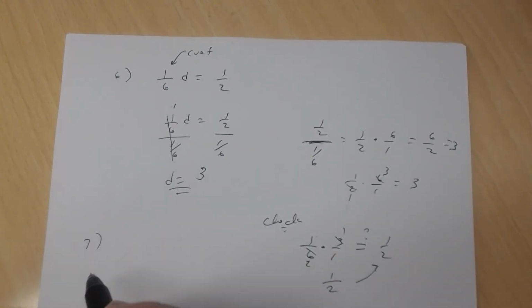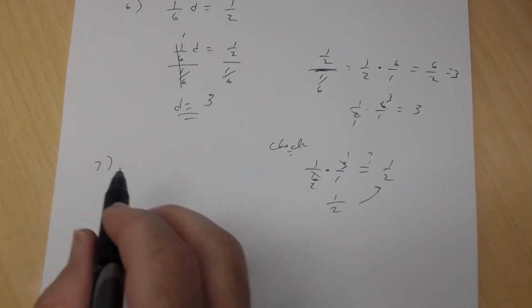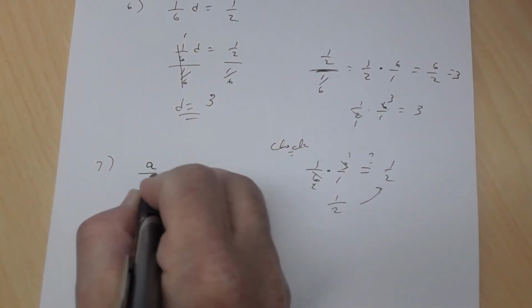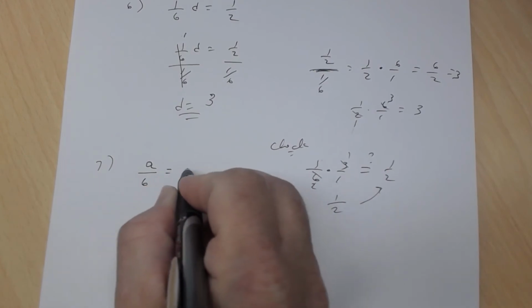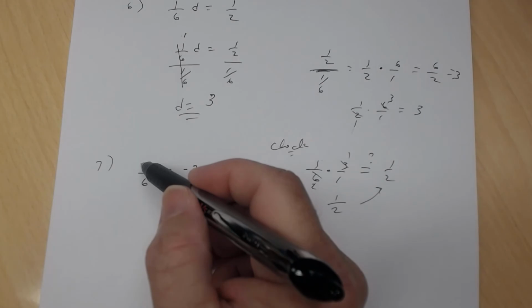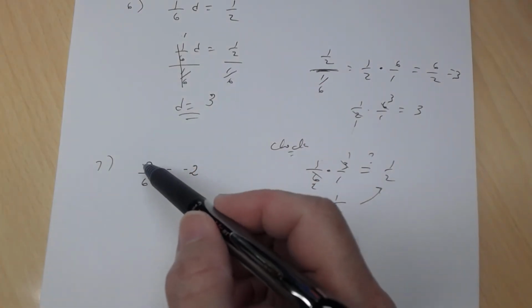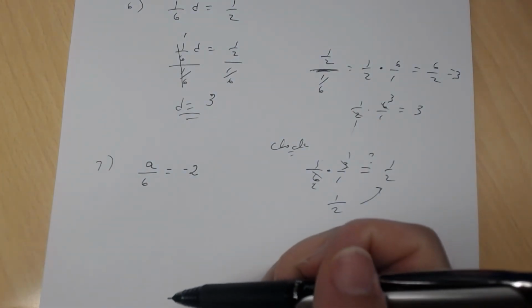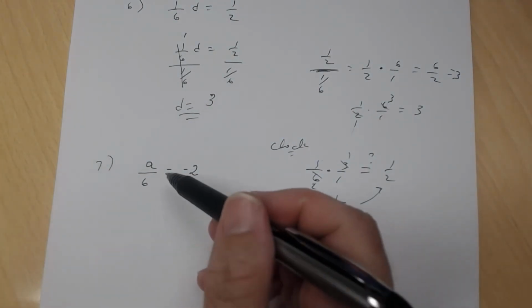All right, number 7. Okay, number 7, suppose we had a divided by 6 is equal to negative 2. a divided by 6 equals negative 2. All right, now, many students are going to mess up here, and they're going to say that the coefficient is 1. The coefficient of a is not 1. Be careful. They're going to say 1 because they see this 1a here. But that's not the coefficient. The coefficient of a is not 1. You got to be careful.